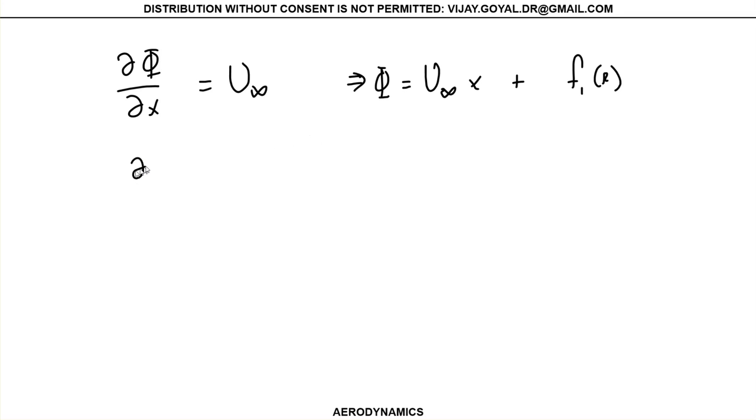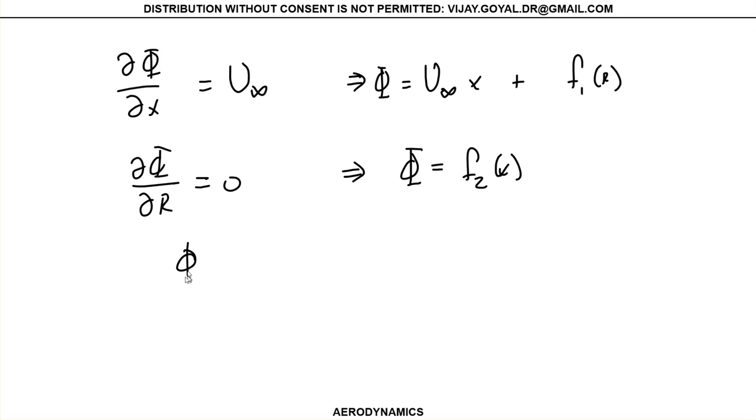Then partial of phi with respect to r is equal to 0. That will give you phi to x. So from here, you can see that your flow is nothing else than u infinite x plus a constant. And note that your x is equal to r cosine of theta. This is x, right?